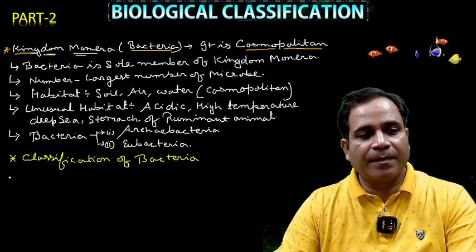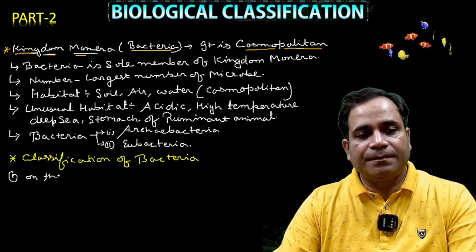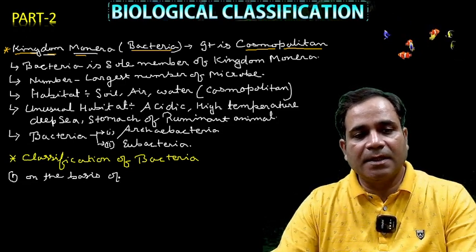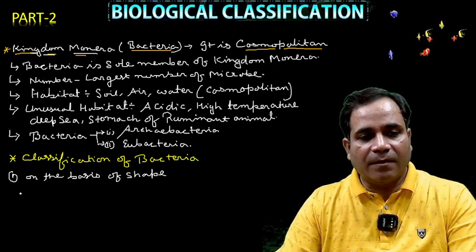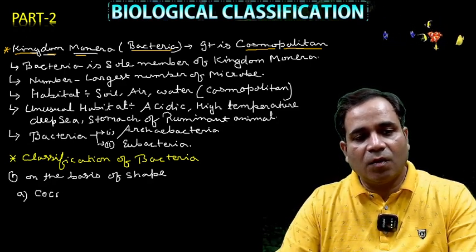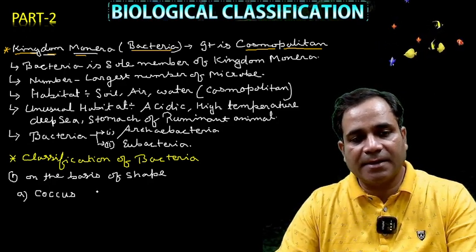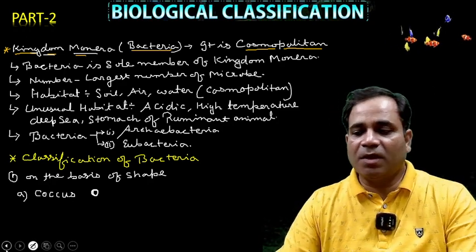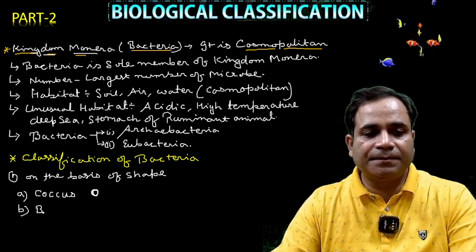Number one, on the basis of shape, my dear, correct? On the basis of shape, number one is coccus bacteria. What I'm writing here, coccus. Coccus is spherical in shape, like this one. This one is coccus bacteria. Now, second one is bacillus.